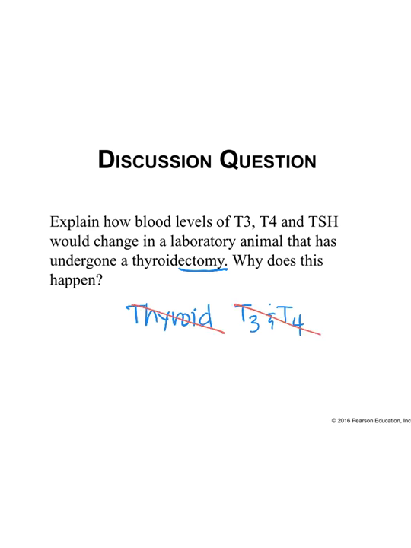So the hypothalamus is going to sense that T3 and T4 are low. It's going to make thyrotropin releasing hormone, which is going to go to the anterior pituitary making TSH. Okay, but TSH does not have anything to stimulate.